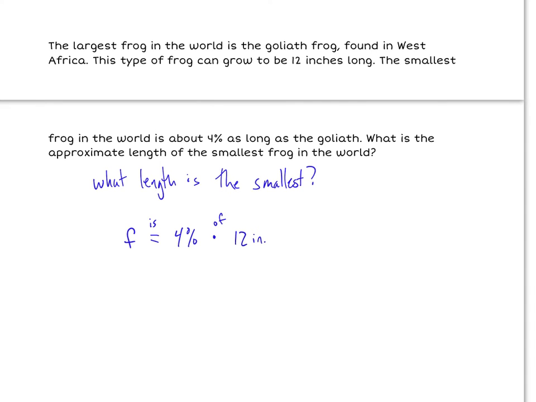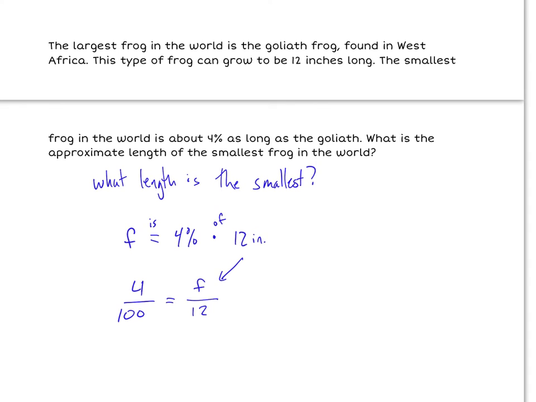Two ways to do it. I'll do it both ways. We'll do the proportion way first. Proportion way. We have 4 over 100, because it's 4%, equals blank over 12. And our F here is what we're trying to find.